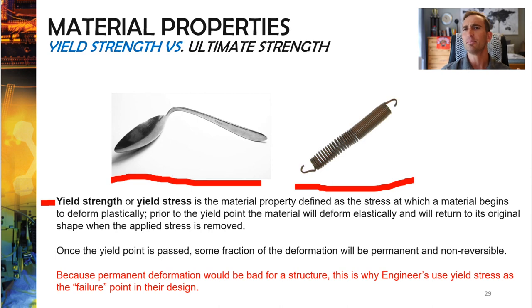You can imagine if you built a building and after some load it was crooked, you wouldn't say, oh, it's still standing, the building's fine. Because once the building's crooked, it's not the initial design you had anymore. So permanent deformation is yield stress, and that's why we always in our problems will consider that the point of failure rather than something like the ultimate stress.